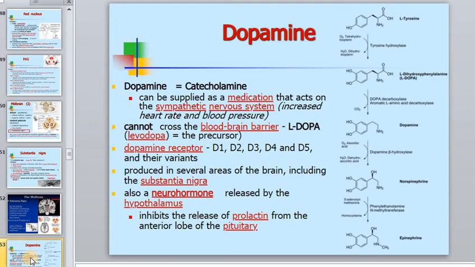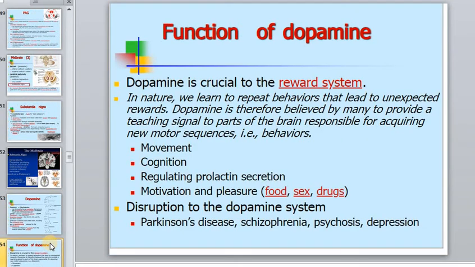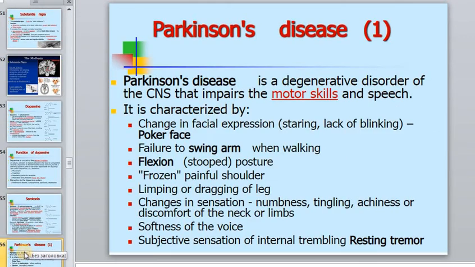And I have some slides for this catecholamine, but I will leave the links about this neurotransmitter. I just move on to the function of dopamine. It's critical to the reward system, and controls movement, cognitive function, regulation of prolactin secretion and motivation, and especially pleasure after food and drugs. And we know one more neurotransmitter with the same function, but you can just read this text about this neurotransmitter.